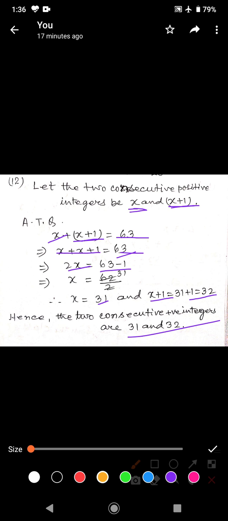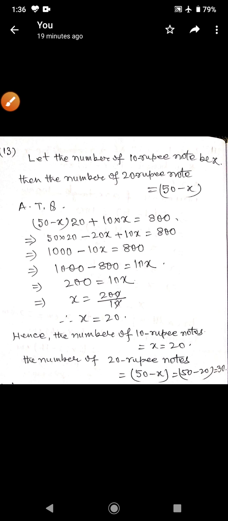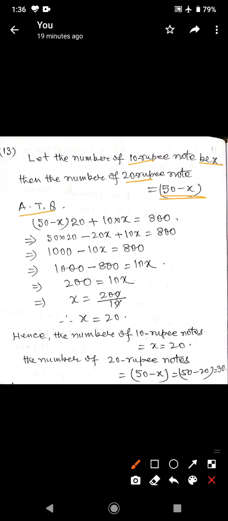Now question number 13. A sum of rupees 800 is in the form of denominations of rupees 10 and rupees 20. If the total number of notes is 50, find the number of notes of each type. So let the number of 10 rupee notes be x, then the number of 20 rupee notes equal to 50 minus x, because total number of notes is 50. So if 10 rupee notes be x, then number of 20 rupee notes equal to 50 minus x.